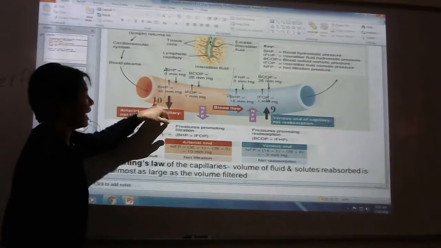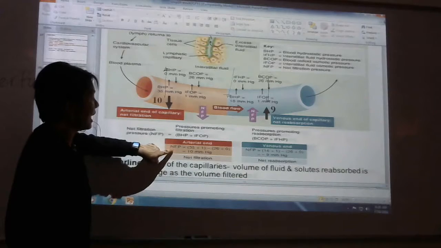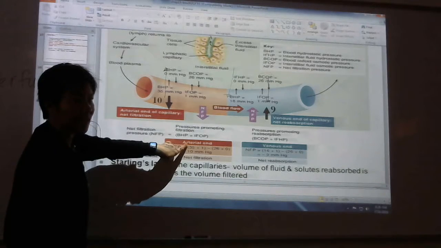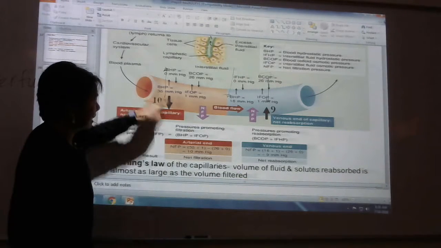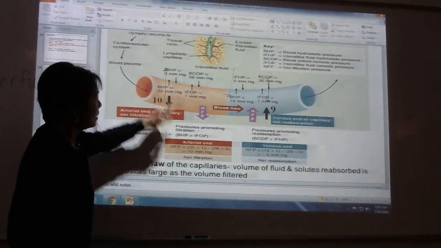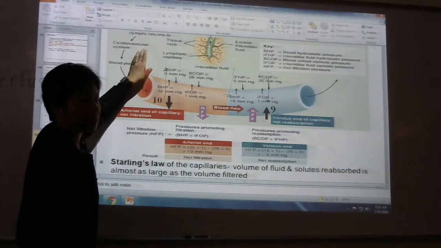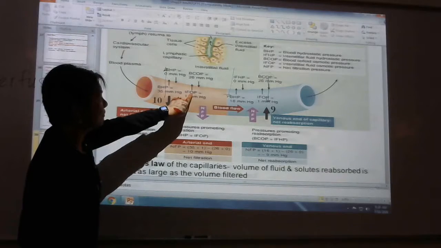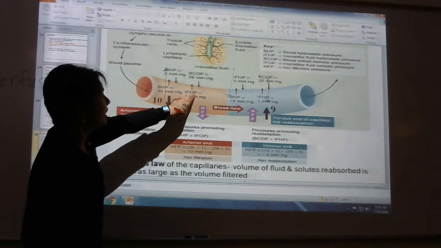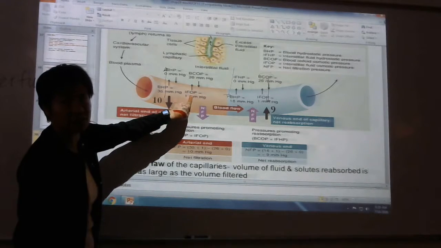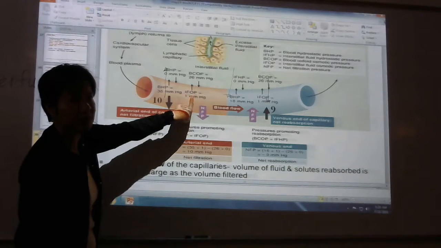So here, look at the hydrostatic pressure. Let's compute the hydrostatic pressure at the arterial end. The hydrostatic pressure is 35. So what are the forces pushing out? There's an interstitial fluid osmotic pressure. What does this mean? What does interstitial fluid osmotic pressure mean?